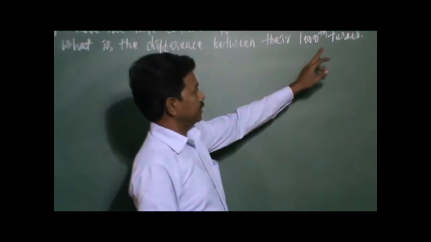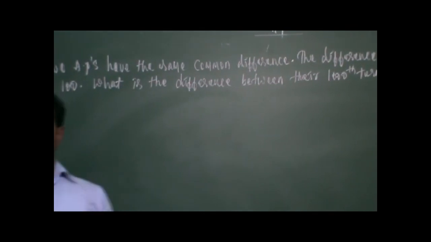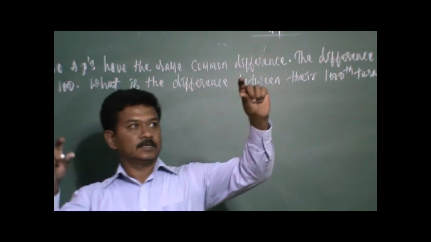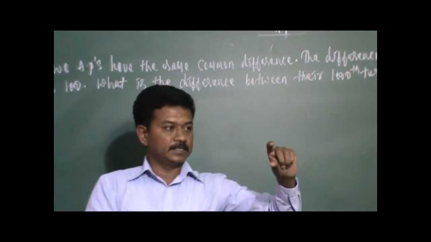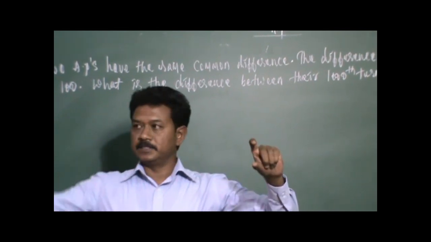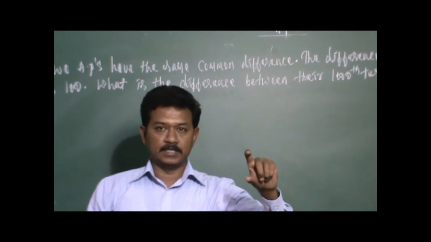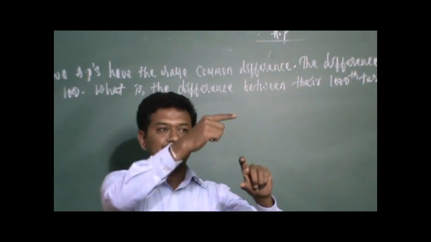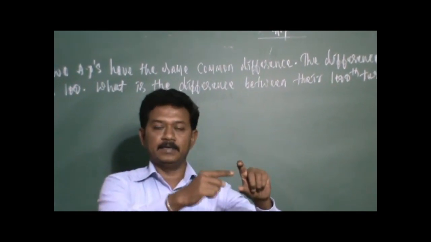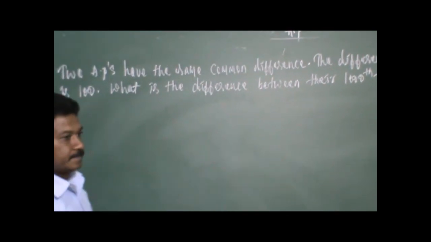So two APs have the same common difference. The difference between their 100th terms is 100. So the first AP is there, the second AP is there. The first AP's 100th term is here, the second AP's 100th term is here. When you take the difference between the 100th term of the first AP and the 100th term of the second AP, the difference between the two 100th terms will be 100.